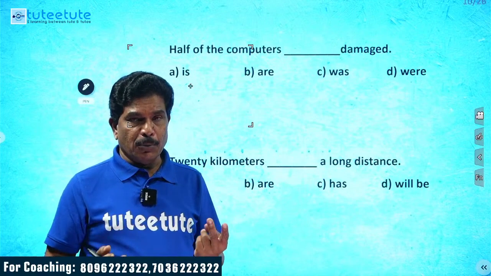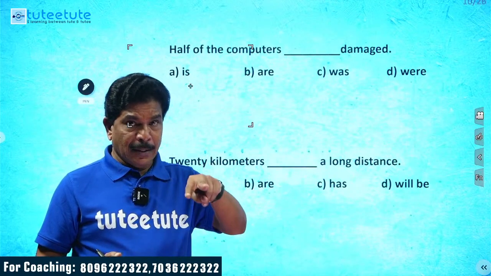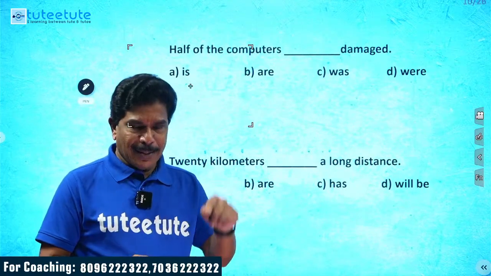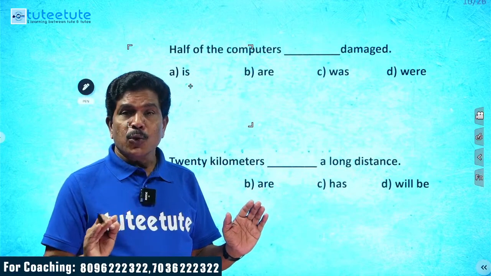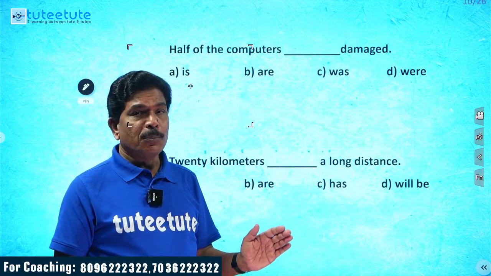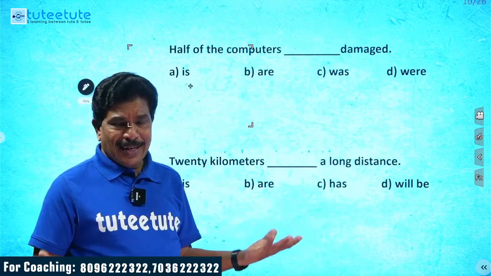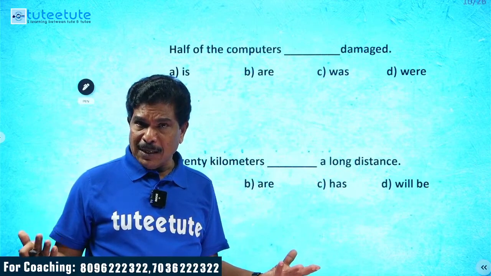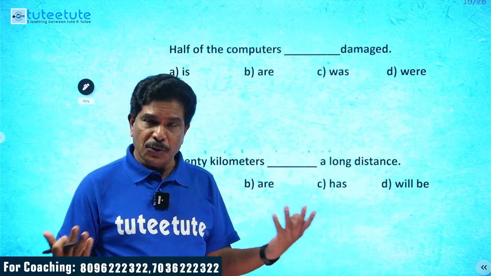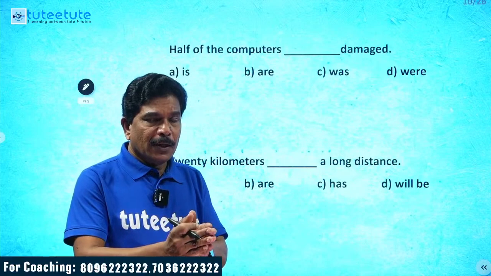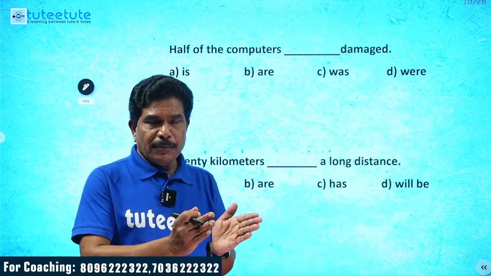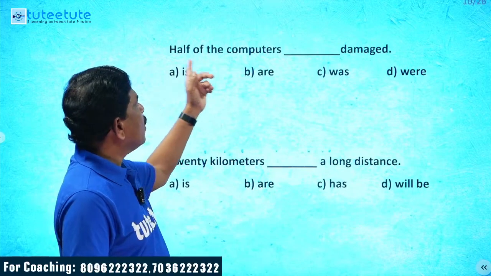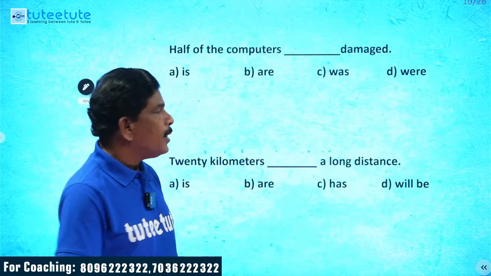There can be 2 computers. Then half of the computer is wrong. One of the 2 computers is right. Then that is singular. Here, the number is not specifically mentioned. We don't know how many computers there are. It is generally said just computers. Half of the computers, we must assume that there are many computers, maybe 10 or 20 or 25 or 100. If the half happens to be taken, then that would also be plural. Therefore, half of the computers are damaged.